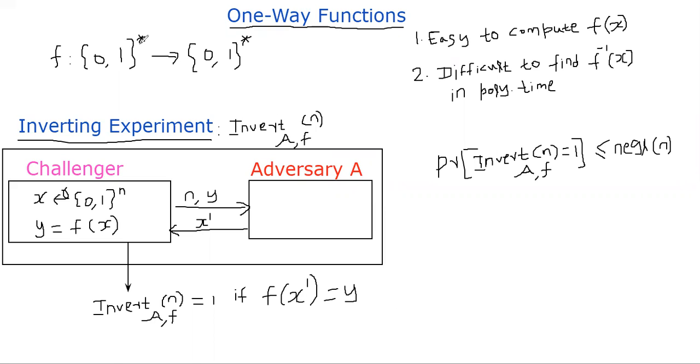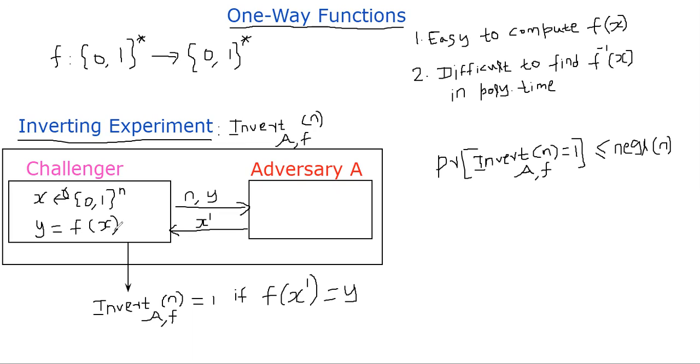All right, let's now consider this inverting experiment. We call it the inverting experiment. The inverting experiment is parameterized by n, which is a security parameter. I will give you examples in a moment. The challenger randomly picks an n-bit number. Let's call that number x. And the challenger applies the function f. You have to assume f is known to the world. The function f is not secret. Okay, f is public. So y is nothing but f of x.